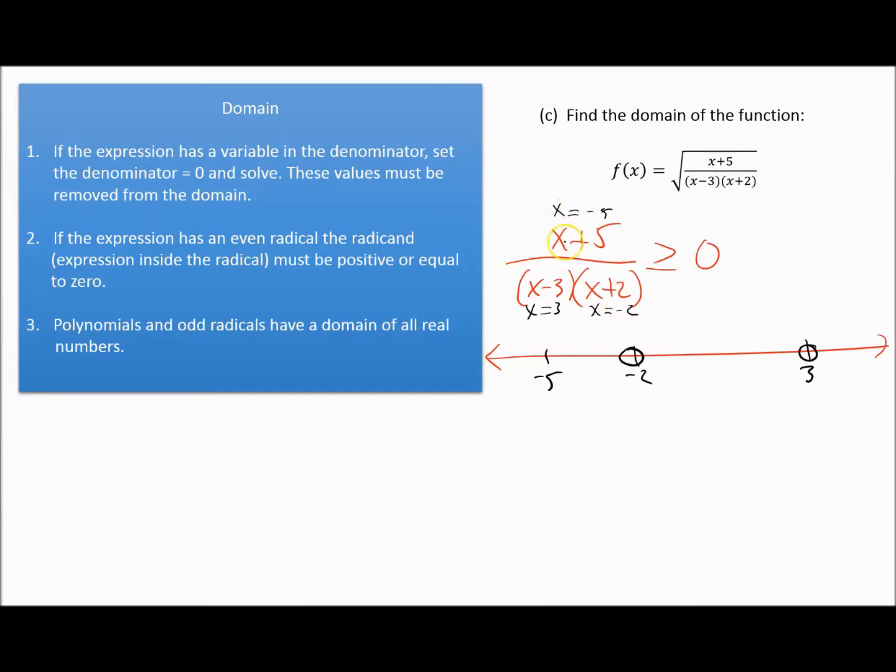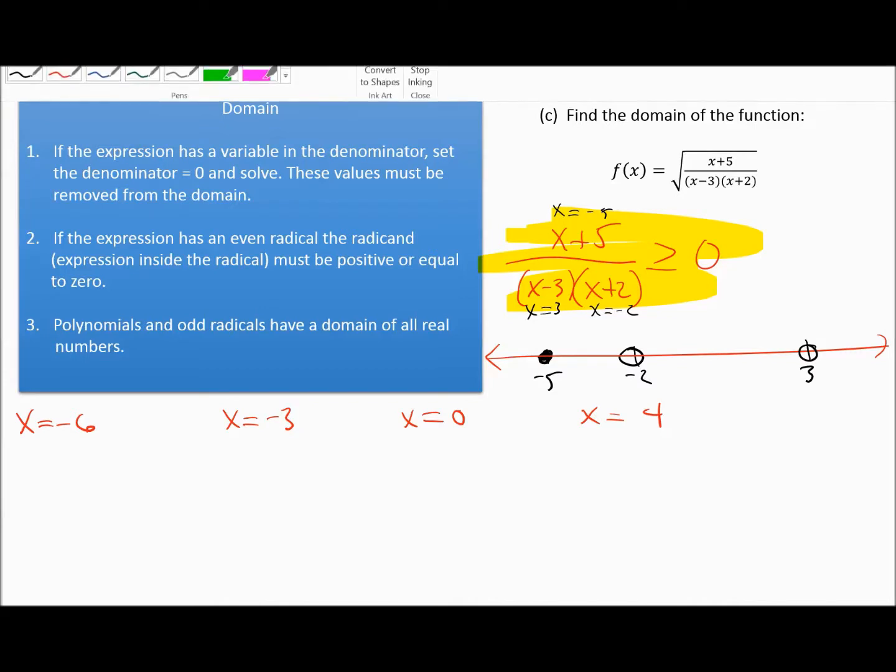Now, a 0 in the numerator is fine. As a matter of fact, you just refer to your inequality for that. If there's an equal to there, then that can be equal. Okay? Now, my next step is to test points. So I'm going to pick some value that's left of negative 5, for example negative 6, some value between negative 5 and negative 2, so let's say negative 3, some value between negative 2 and 3, 0, and some value bigger than 3, for instance, 4. Where am I going to substitute that in? Right here. Okay, I'm going to try to determine if that's true or false.